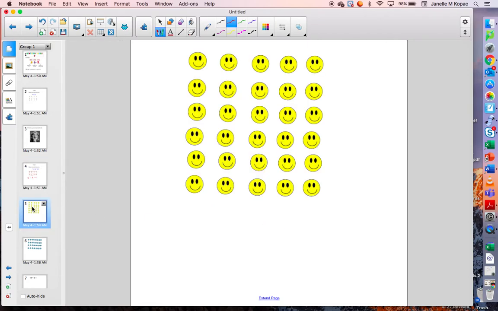Let's look at another one. Take a look at this array. There are 1, 2, 3, 4, 5 in a row. So this is 5, 10, 15, 20, 25, 30. We have 30 happy faces in all. And we are going to divide that 30 into groups. So let's see how many groups we have. In other words, how many rows do we have? Here's 1, 2, 3, 4, 5, 6. We have 6 rows or 6 groups. So take a look at those rows. How many happy faces are in each row? 1, 2, 3, 4, 5. There are 5 in each row. 30 divided by 6 equals 5.